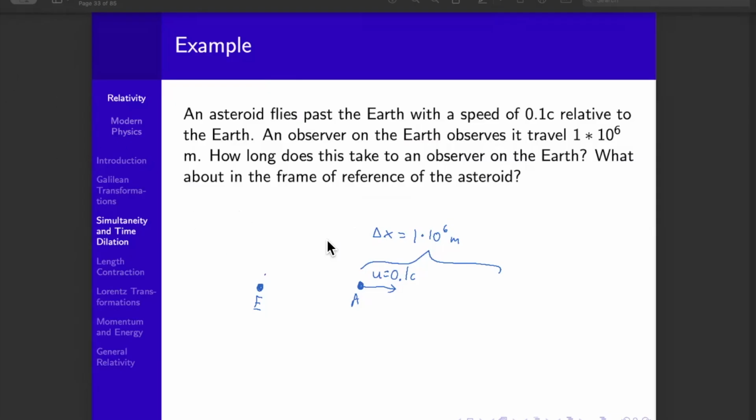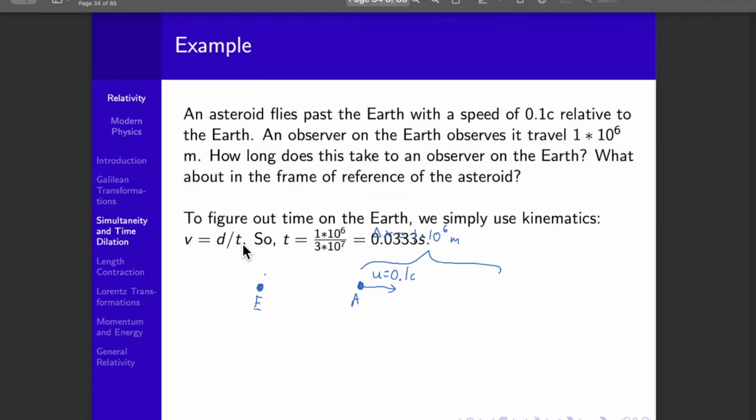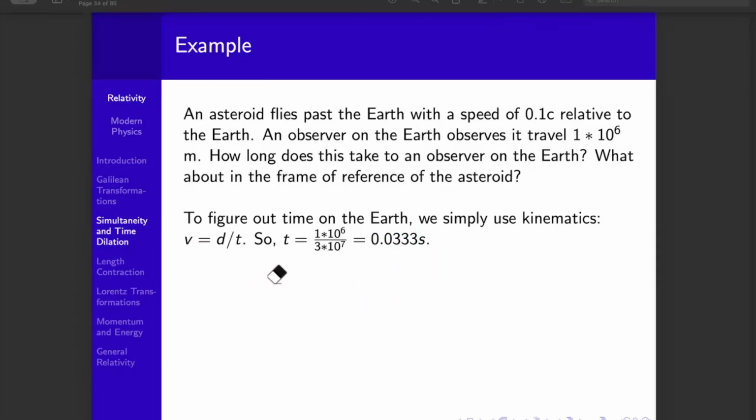Lucky for us, we've got both distance and speed from the Earth's perspective. Distance and speed are both given to us. We can solve that for time just by dividing those two numbers. Since the velocity is 0.1 c, you will notice that I actually plugged in 0.1 times the actual c value because I wanted to get a numerical answer for delta t. So this is what delta t would be in our equations. It would be 0.0333 seconds. I went as far out as I could.